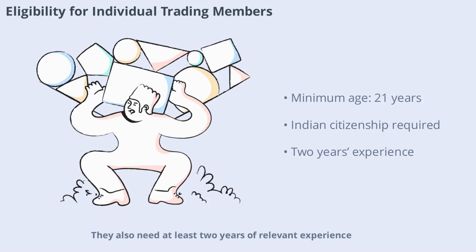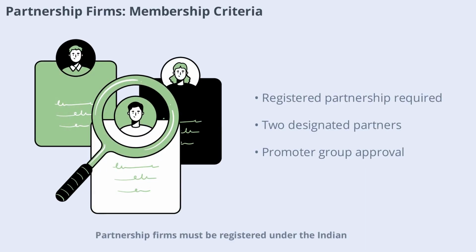They also need at least 2 years of relevant experience, such as working as a partner, authorized assistant, or apprentice to a member of a recognized stock exchange. Partnership firms must be registered under the Indian Partnership Act and identify a dominant promoter group. At least 2 designated partners are required, each with relevant experience and at least an HSC qualification. Any changes in shareholding or the promoter group need prior approval from the exchange or SEBI.